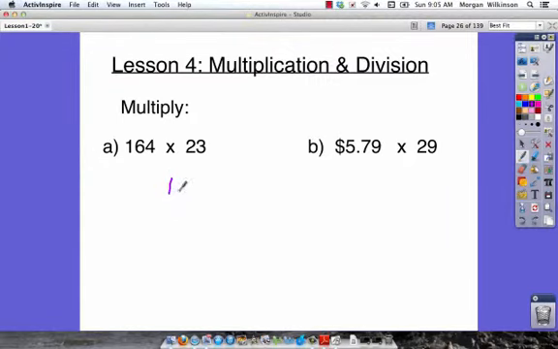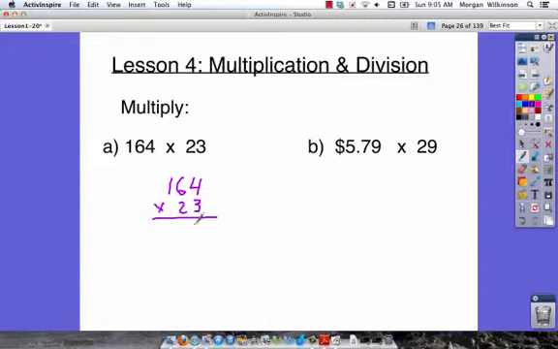When we have a problem like this, we always want to go ahead and set it up vertically, okay, rather than horizontally. It's just going to make it easier for us to see which part of the problem we're working on. So as we know, we're first going to take the 3 from 23 and multiply it times the 4, then times the 6, then times the 1. So let's start off there.